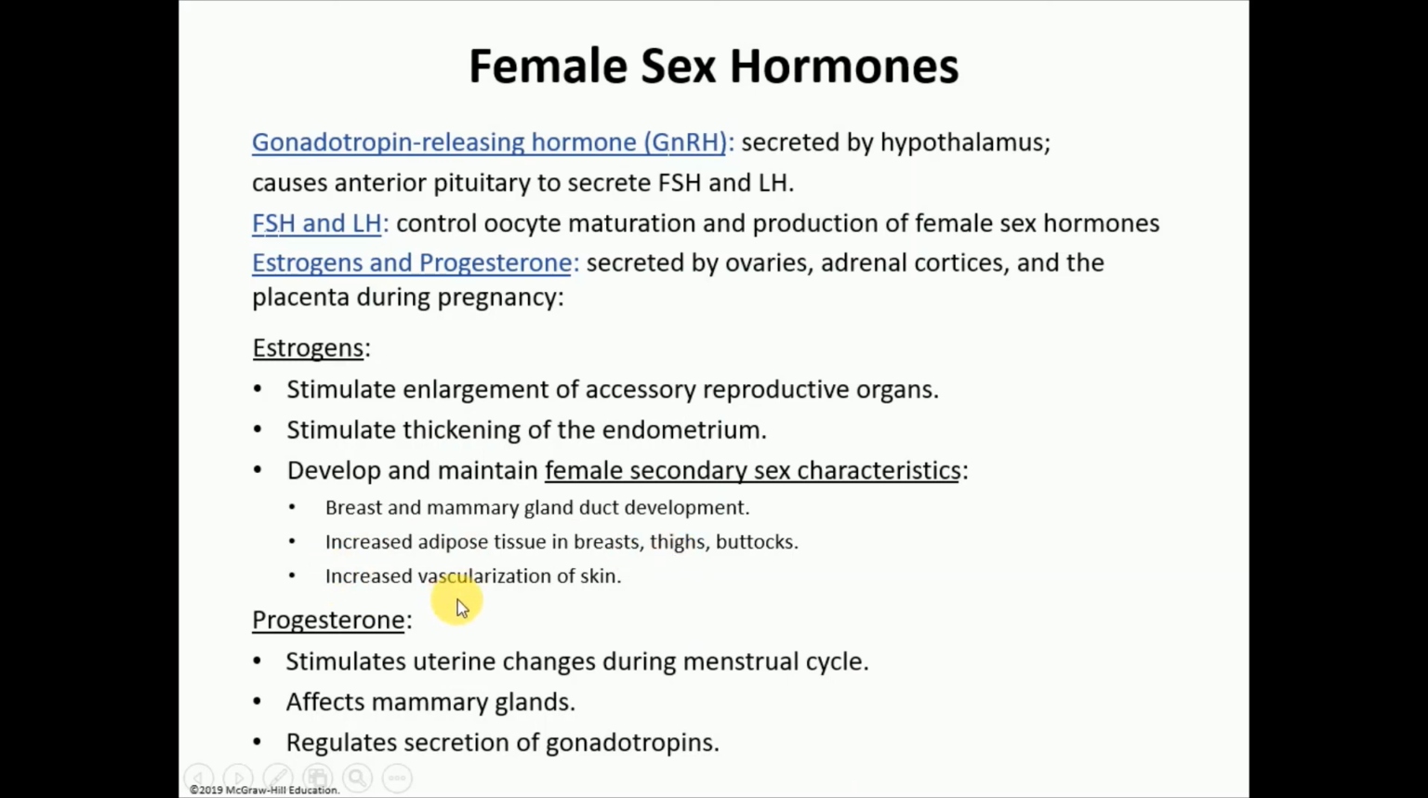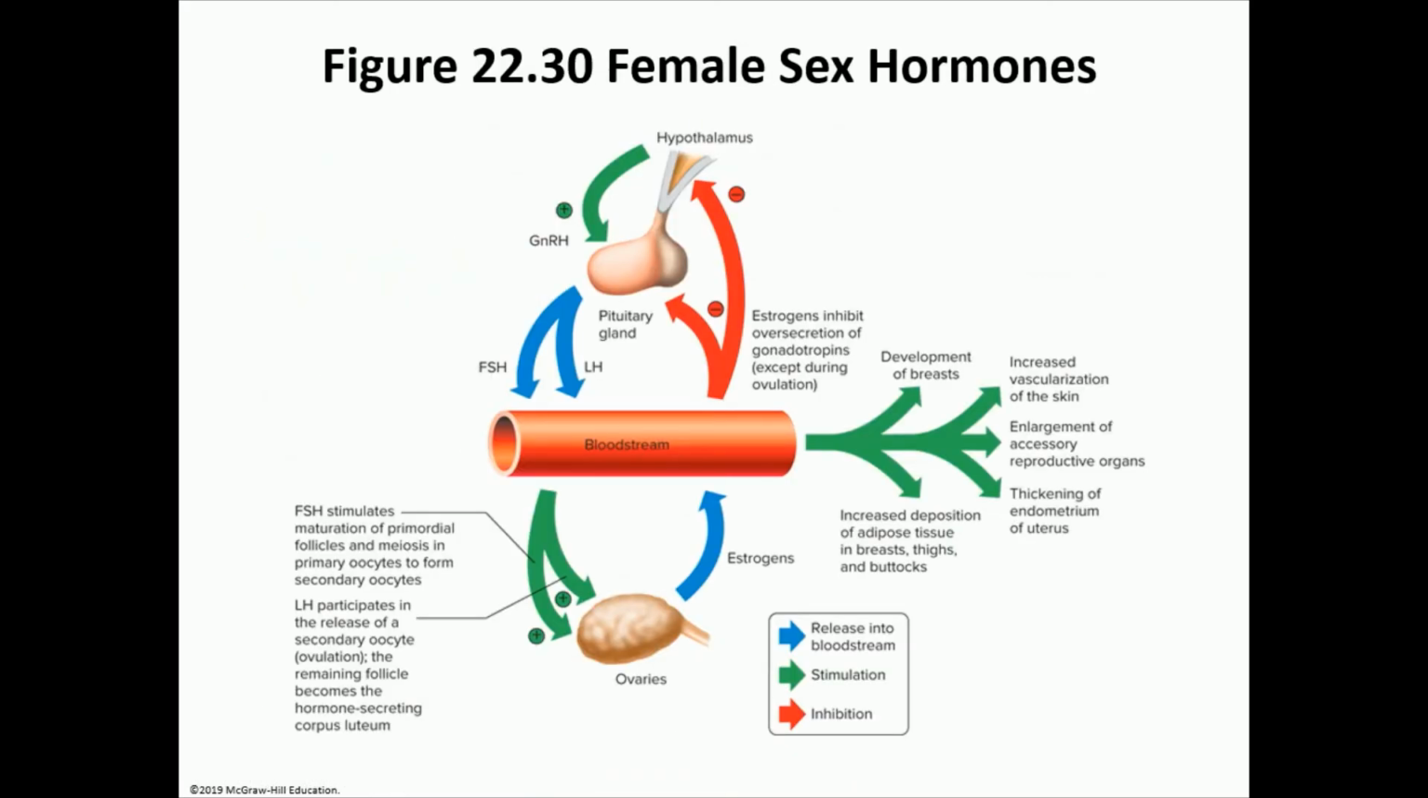increased vascularization of skin. While progesterone will stimulate different changes in the uterus, it leads to the increase of blood vessels and increase of the glands in the endometrium. It also affects the mammary glands, and it regulates the secretions of gonadotropins. So we'll see here how that loop works.